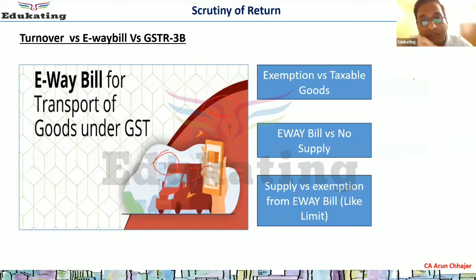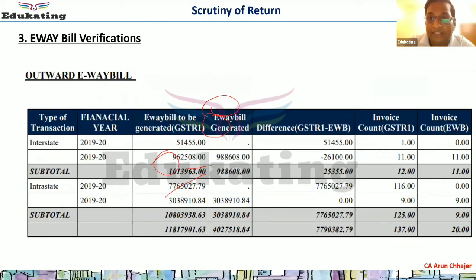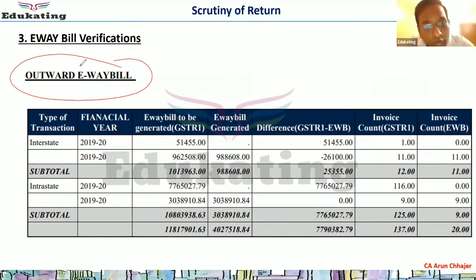E-way bill related observations I have seen. These are basically actual observations, which I have taken from either ASMT 10 or the departmental audit. See, all are actual observations. Like outward e-way bill. While explaining the e-way bill related observation, we will see how you should do the checking. You generate the outward e-way bill report, then filter out certain categories of outward e-way bill. Like if you generated the outward e-way bill on the basis of a delivery challan, you should exclude it.